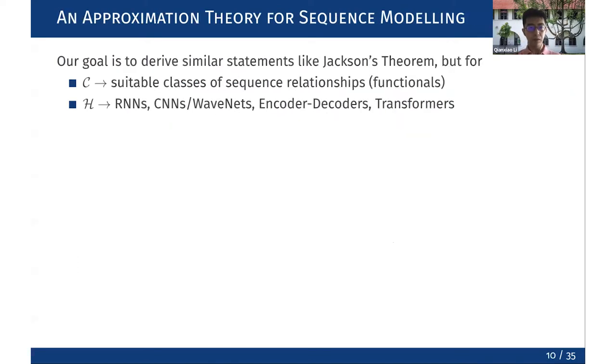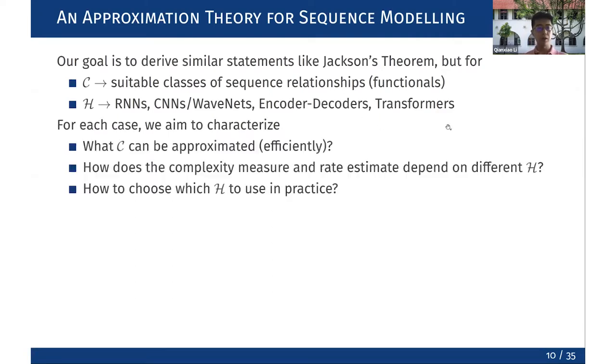And so the whole goal of the following analysis I'm going to talk about is to derive similar statements to the Jackson theorem, but this time where C is suitable classes of sequence relationships that we talked about before, between, for example, two sentences. And H can take a variety of forms, for example, recurrent neural networks, or CNNs, of which WaveNet is one example that we talked about before, or encoder-decoder kind of architectures, or even more complex ones that combine these ideas, like transformers. And for each case, what we want to show is what kind of concept space, or what kind of target relationships, can be approximated efficiently using each of these hypotheses. And how do the complexity measure and the rate estimate depend on the hypothesis space?